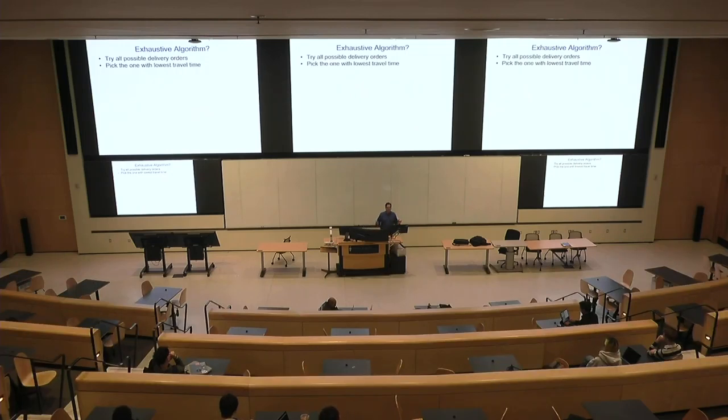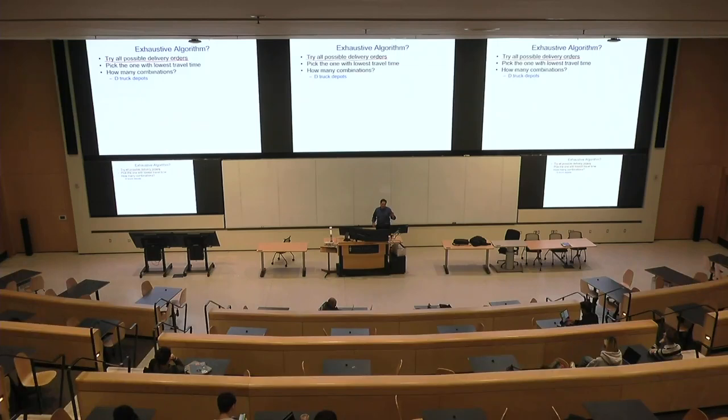But maybe we can just try all the solutions, right? We can just try everything. So let's see how big that is. Maybe it's fine, because we can write code, we can maybe use recursion, and we could try them all. So we're going to try all possible delivery orders. And we'll write a function that can evaluate the travel time given a certain delivery order, and then we'll just pick the lowest one. Okay, so how many combinations do we have?